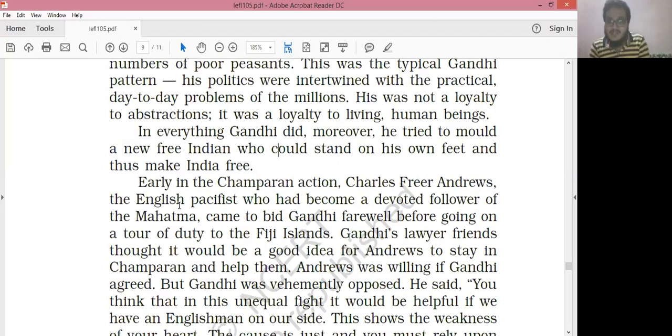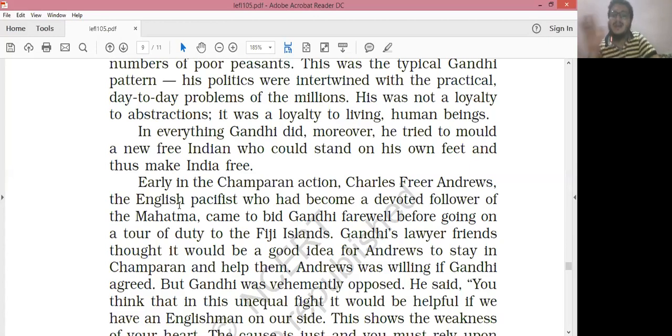Early in the Champaran action, another character comes in: Charles Freer Andrews, the English pacifist, who is working for the peace of the country. He had become a devoted follower of Mahatma Gandhi. He was staying in India, and he had become a follower of Mahatma.